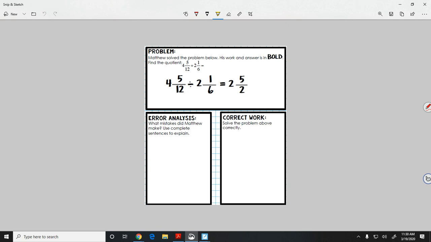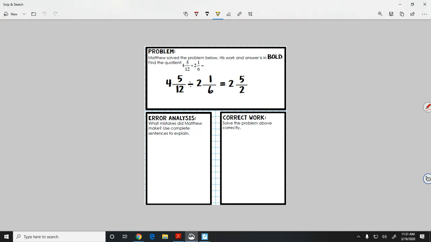All right, guys, today's error analysis. Let's look at this problem. It says Matthew solved the problem below. His work and answer is in bold. Find the quotient. We have 4 and 5/12 divided by 2 and 1/6.